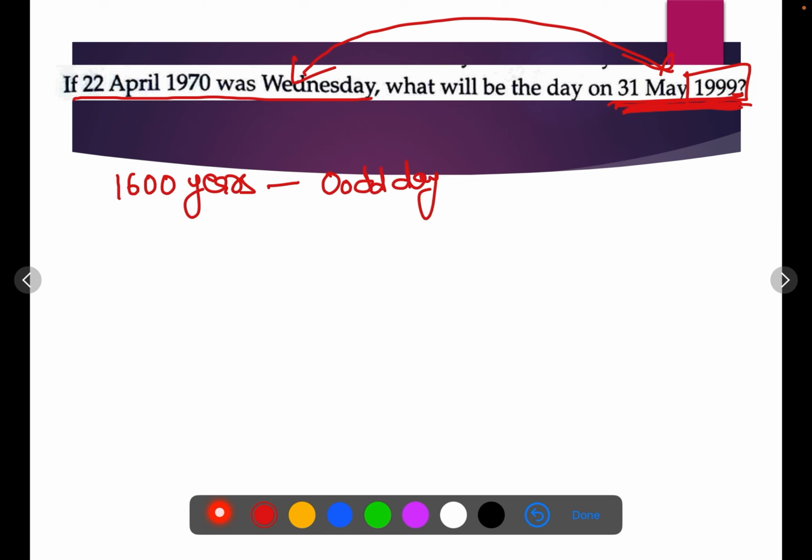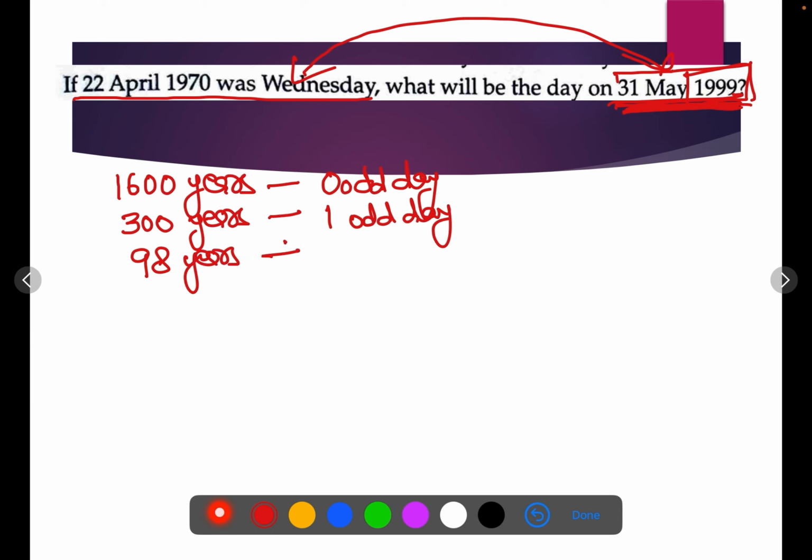Next, 1999. So I can take 300 more years. So 300 years means 1 odd day. I hope you remember, we had done it before. How many odd days in 100, 200, 300 and 400 years? So I have taken it directly. Now I have reached 1900 and my date is in year 1999. So I will calculate for 98 years more.